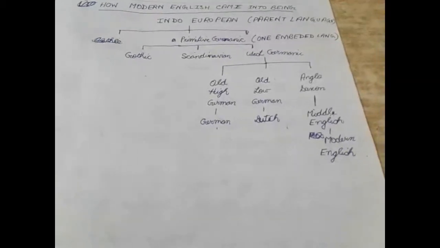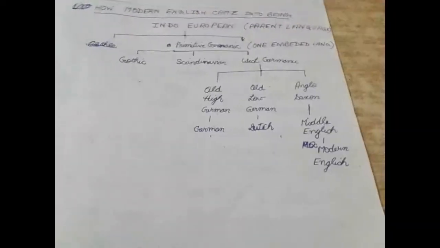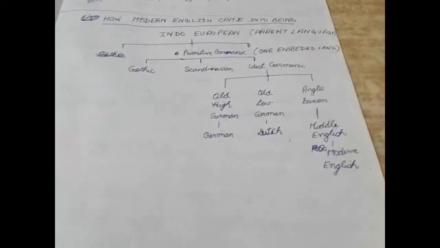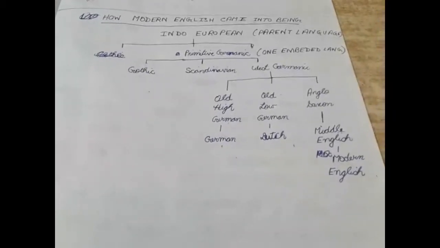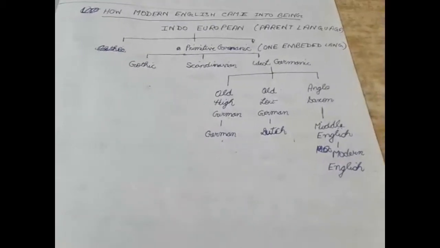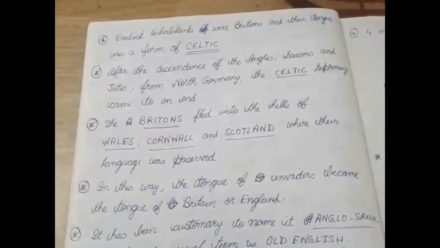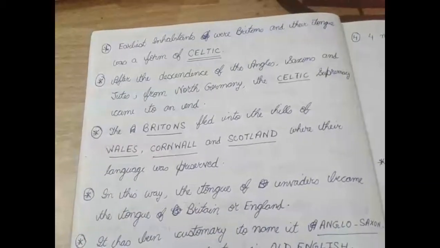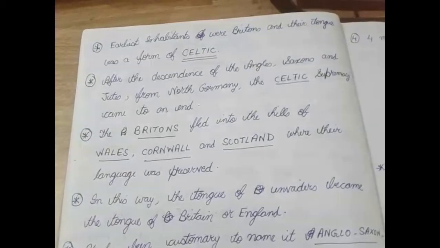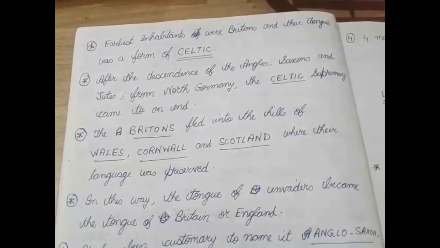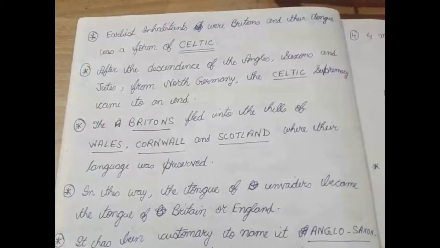I have added this chart because before knowing what kind of things Old English has within it or what literature was prevalent at that time, it is important to know how modern English came into being in order to relate Old English with modern English. Now let us see how Old English came into being, and whether there was any language at that point of time in Britain when the invaders, that is Anglo Saxons and Jutes, came to invade Britain or England.